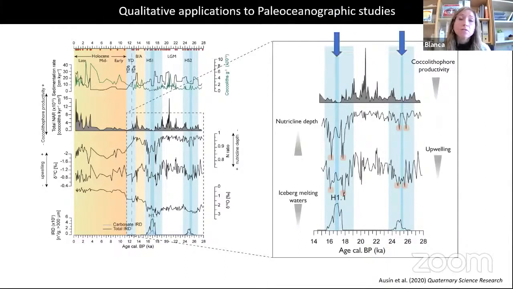However, during the real arrival of icebergs, which is marked by these maxima in ice rafted debris, we observe the opposite scenario. The N index goes up. That means that the nutricline is shallower, and there are also concurrent excursions of the carbon isotopes that indicate higher upwelling, or stronger upwelling. So we explain this as the arrival of icebergs producing some mixing. Because coccolithophore productivity is still low, it might be possible that this turbulent mixing during iceberg drift might account for such variations in the nutricline depth and upwelling intensity.